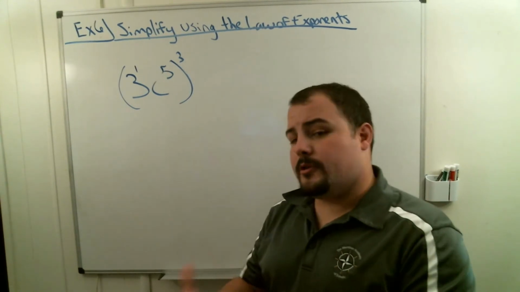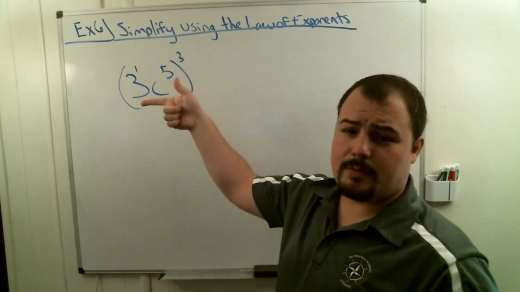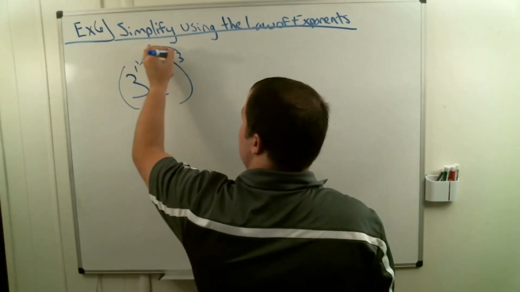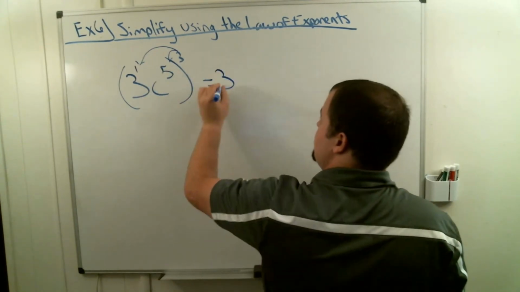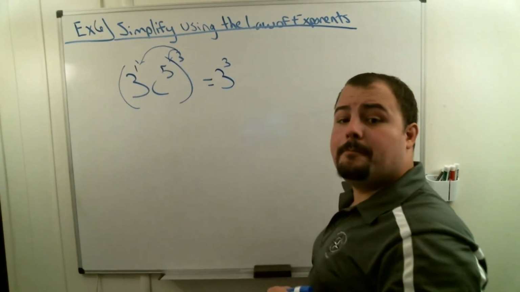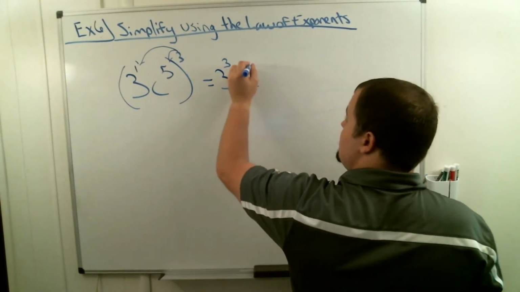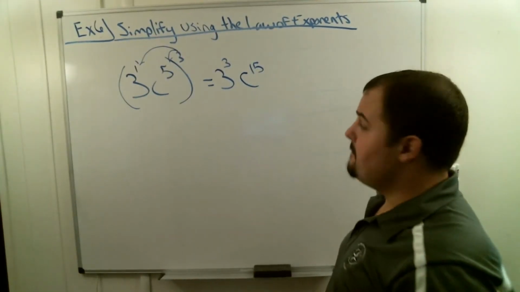Now, what we're going to do is apply the power of a power rule. That means the power that's on the outside is going to multiply to the powers on the inside. So this is really 3 times 1 and 3 times 5. Well, 3 times 1 is 3, so this is 3 to the third power. And 3 times 5, that's 15, so this is c to the 15th power.